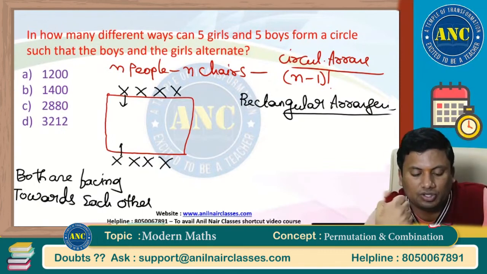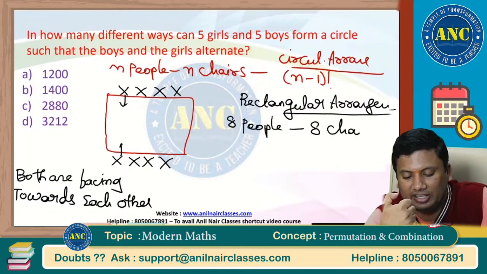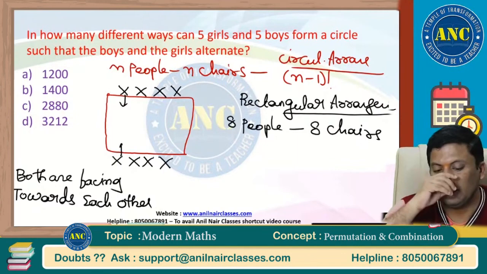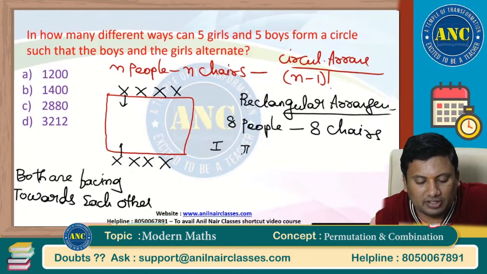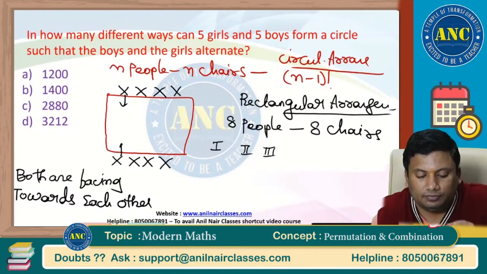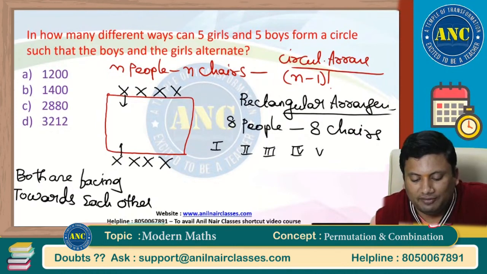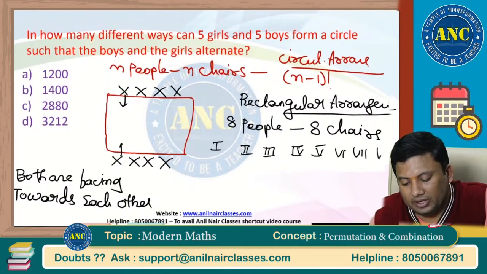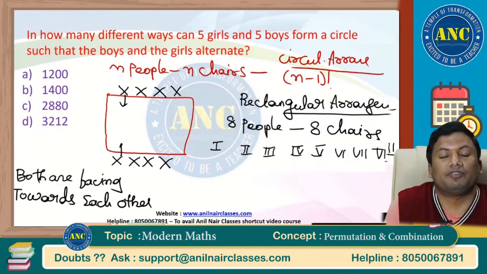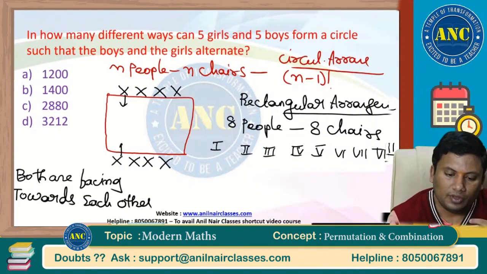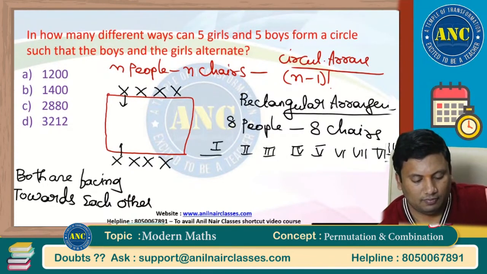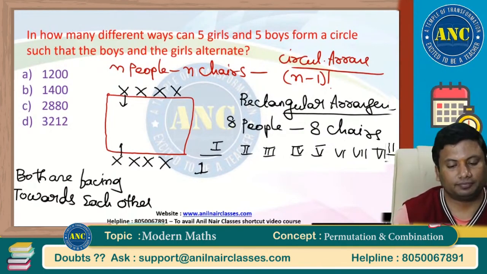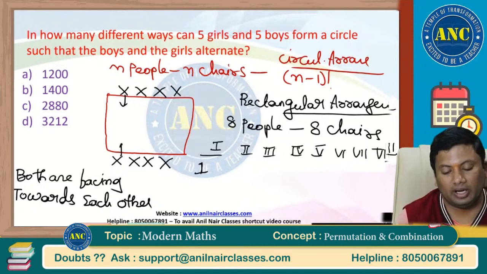8 people are there. They have to be seated on 8 chairs. Listen carefully, sir. First person, second person, third person, fourth person, fifth person, sixth person, seventh person and eighth person. Now see, the first person, Anil Nair, came. He can sit in any one of the 8 chairs.